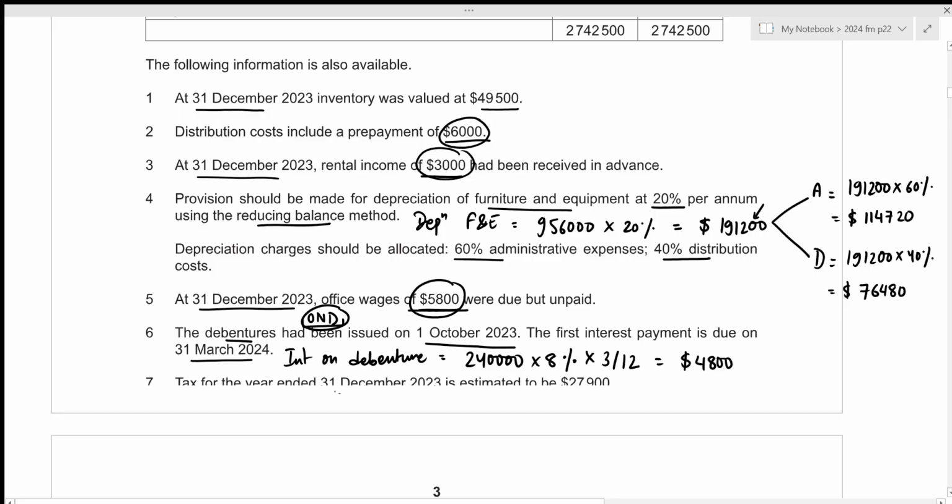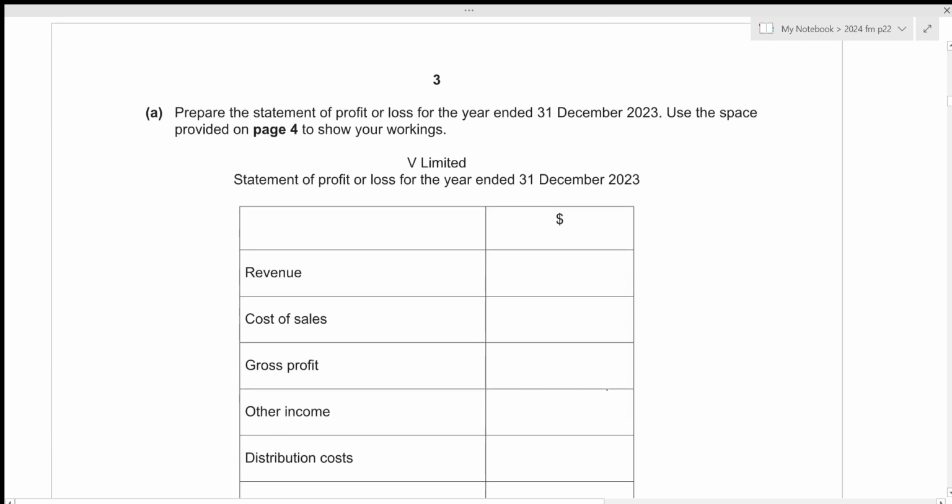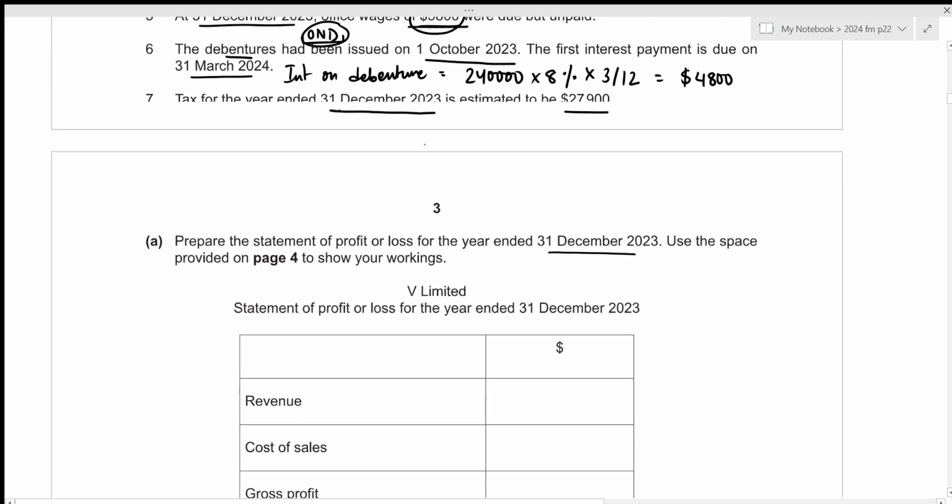Then tax for the year ended 31st December 2023 is estimated to be 27,900. Okay, that is all the given information. Now we need to prepare the statement of profit or loss for the year ended 31st December 2023. You need to use the space provided on page 4 to show your workings, but I will be doing all of my workings within the question itself. Make sure you present those workings in the given box to get your marks correctly.